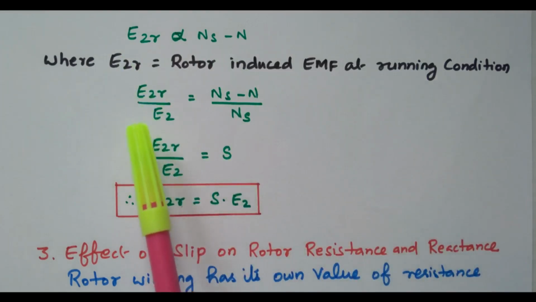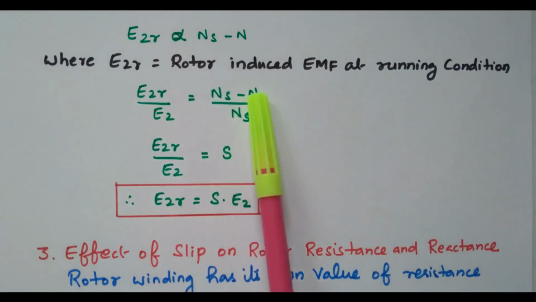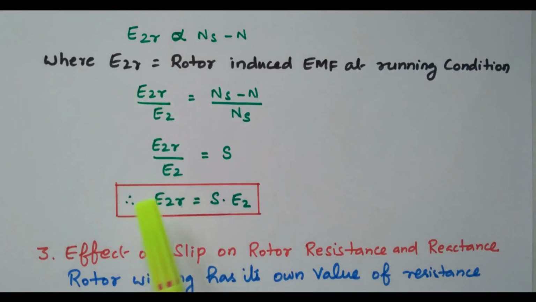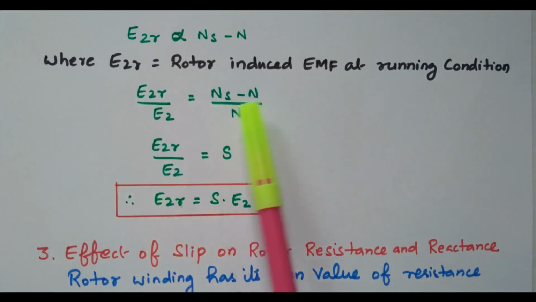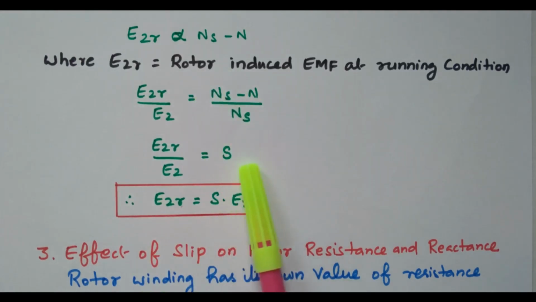Now we will go for the ratio E2R divided by E2. E2R is proportional to Ns minus N, E2 is proportional to Ns. We are going to divide the above two equations, right. So Ns minus N by Ns is nothing but the slip of the induction motor, yes, we know that. So E2R divided by E2 equal to S. Cross multiply this, so E2R equal to S into E2. So the rotor induced EMF under running condition depends upon the slip of the induction motor, right.